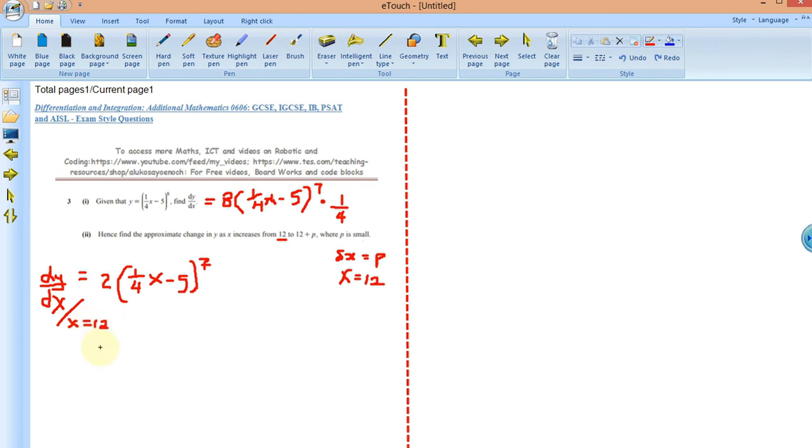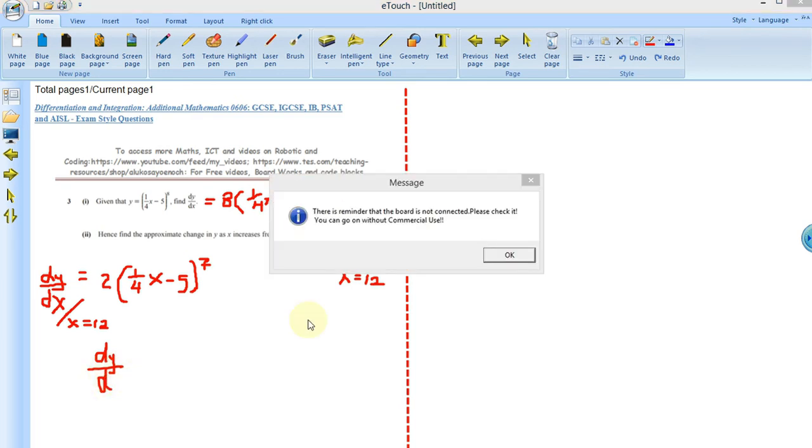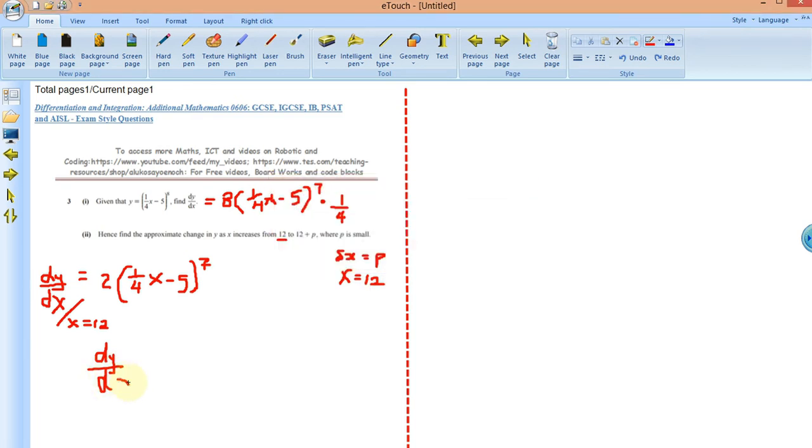Then you should know that dy over dx will be approximately equal to the partial derivative of y with respect to x, provided x tends to 12. Do you know why I write my approximation like that? So this holds as x tends to 12.